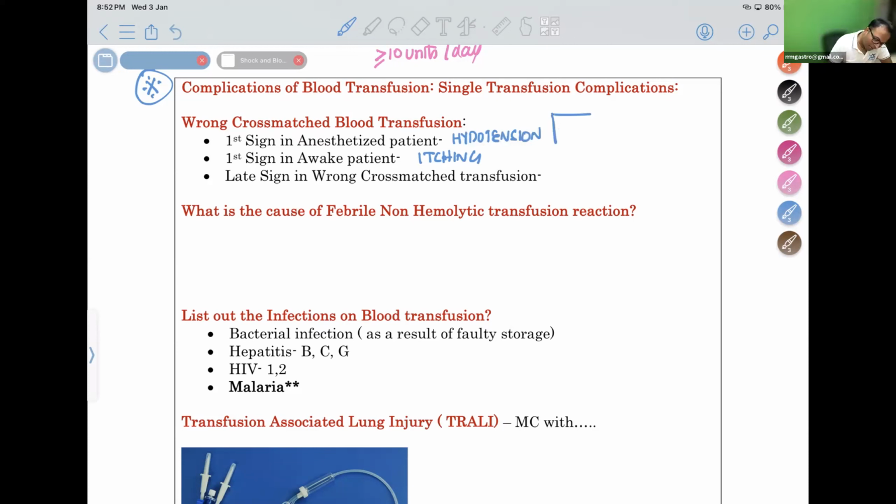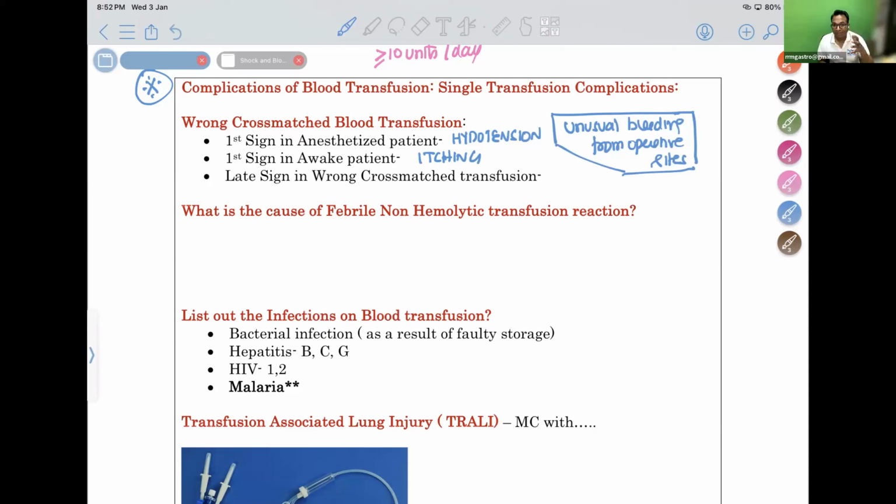And as surgeons, we will note unusual bleeding from operative sites. Already stopped bleeding area, now suddenly bleeding. Unusual bleeding from the operative site is the first sign in an anesthetized patient.